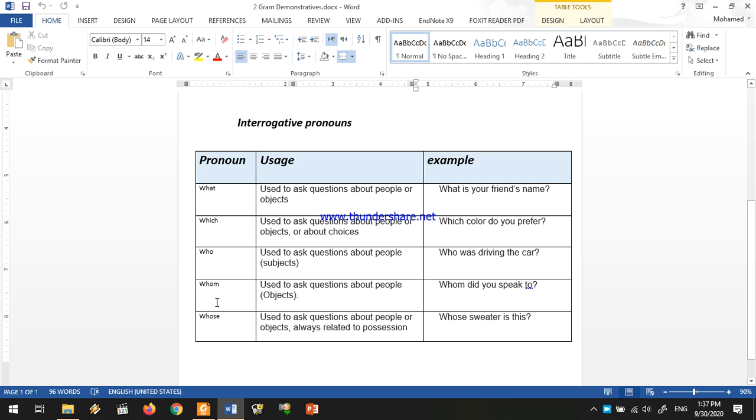Next we have whom. Whom is very similar to who. It's used also to ask about people. However, we use whom to ask about objects or people who are the objects of a sentence. For example, who did you speak to? I'm asking you, who did you speak to?